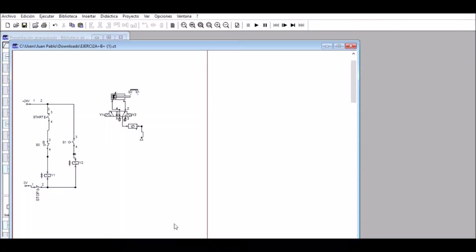Good afternoon. I present a FluidSIM laboratory made by Diego Poveda, Jefferson Clavijo, and Juan Pablo Vela. In the first exercise, we have a double action cylinder which is controlled by a 5-way valve and an air regulator.